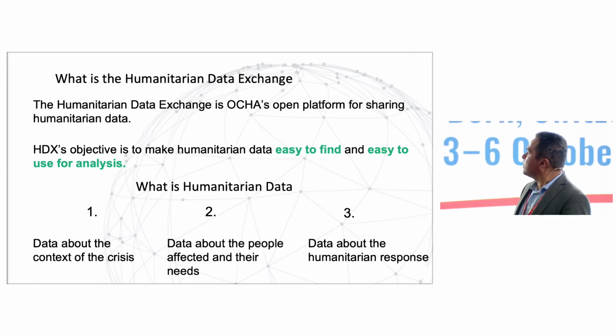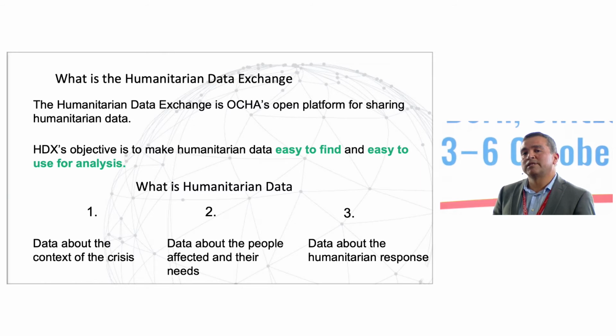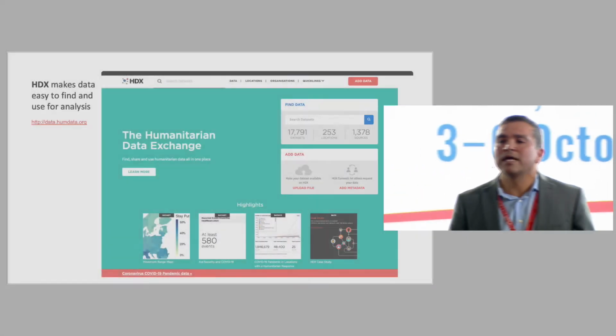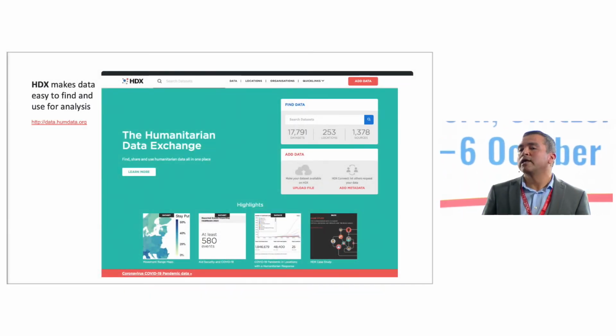And the last type of data that you can find on the platform is data about the response of organizations trying to help those people who are affected. What type of data is UNICEF collecting on a specific crisis, or UNHCR or IOM? All this information is also on the platform. This is the way the platform looks like. The website is data.humdata.org.